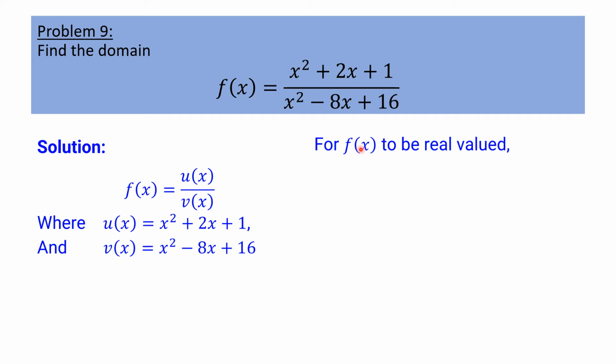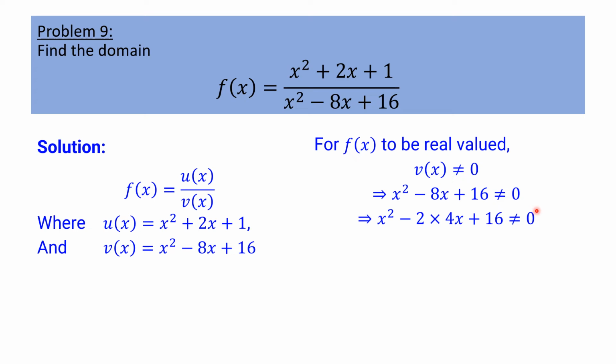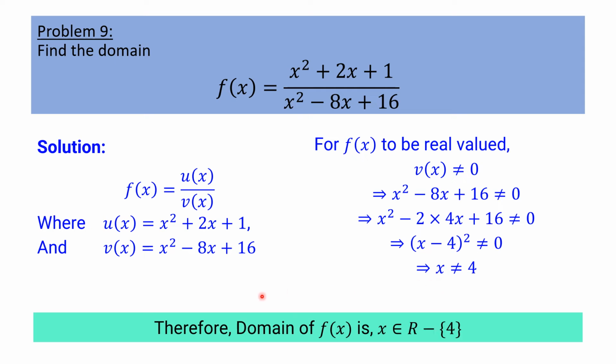For f(x) to be real valued, v(x) shall not be 0. This means that x square minus 8x plus 16 shall not be equal to 0. This means that x square minus 2 into 4x plus 16 shall not be equal to 0, and this means that (x minus 4) square shall not be equal to 0, and this means the value of x shall not be equal to 4. Therefore, the domain of f(x) is all values in R minus the element 4.